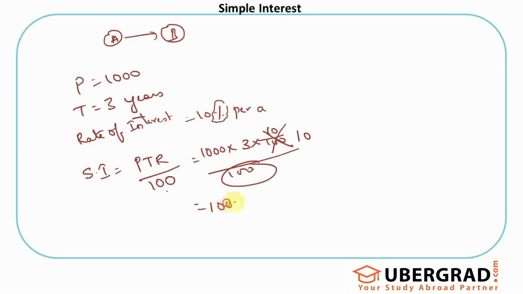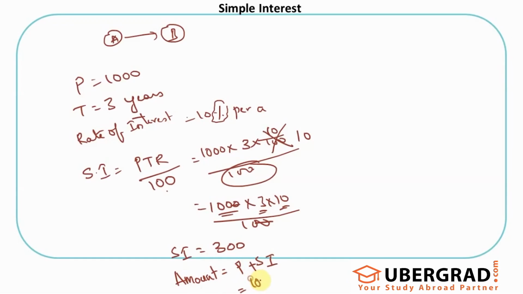So simply speaking, 1000 into 3 into 10 by 100. P, time period 3, 10% where 10 is R, by 100 is the formula for that. So this would turn out to be 300 as my simple interest. For 3 years, based on this amount, the simple interest would come out to be 300 rupees. So what will be the final amount that's being paid? Principal plus simple interest, that's 1000 plus 300. 1300 is the amount that B will pay back to A after 3 years. Now that is what we will get in a simple interest scenario.